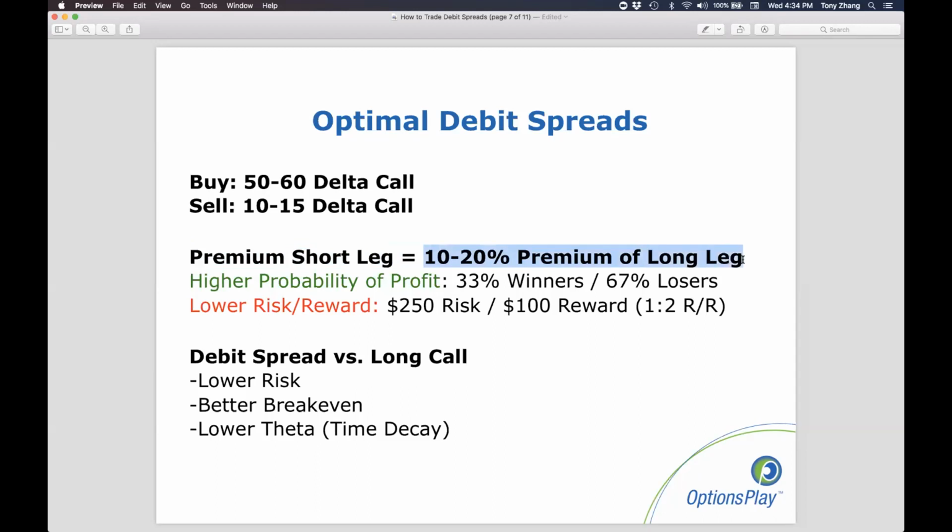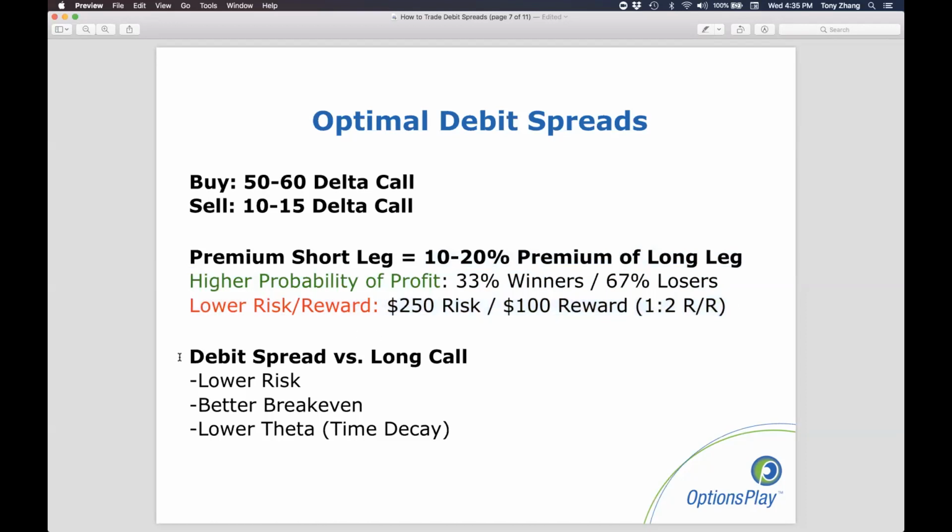That's not what you're going to find every single time, but generally speaking, you're going to offset the long leg's premium by about 10 to 20%, which actually reduces your risk, something we're going to talk about a little later. When you're buying a 50 to 60 delta call or put and selling a 10 to 15 delta call or put against it, you're generally going to see a probability of profit somewhere around 33%. That's the average we typically see. And your risk to reward is usually a little over 2 to 1, where you're risking roughly $100 to make a $200 reward.